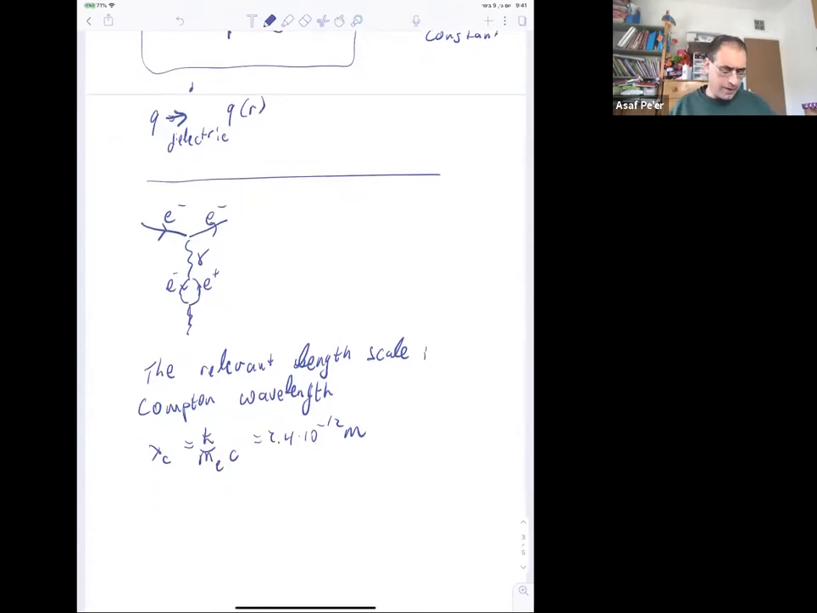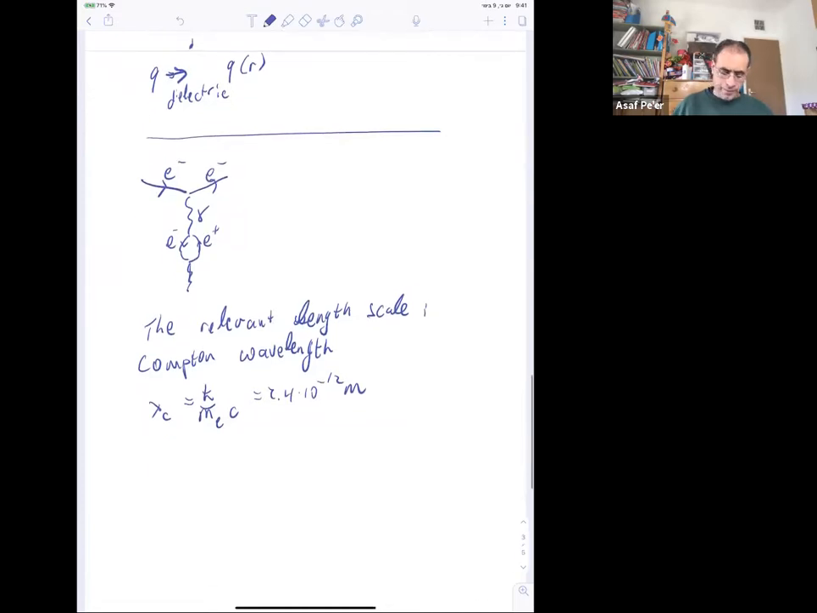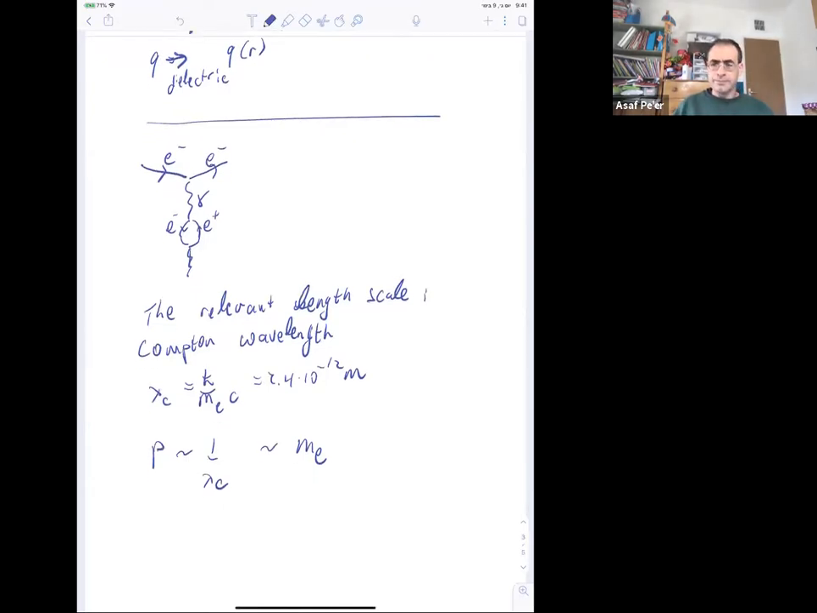And so the dependence of the charge on the distance becomes apparent if we go to smaller distances. But smaller distances mean larger momenta. So when the momentum P becomes of the order of 1 over lambda C, which is similar to the electron's mass in natural units, then this becomes apparent. We don't see that as long as the particles are not relativistic. But once the energies become comparable to the masses of the particles, then we start seeing this effect.